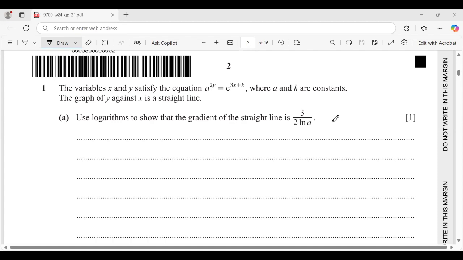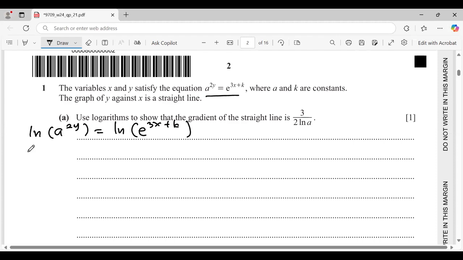We need to take the natural logarithm of both sides, the left-hand side and the right-hand side. So this equation becomes ln a to the power 2y equals ln e to the power 3x plus k. Based on the logarithm rule, we can write 2y ln a equals (3x plus k) ln e. Ln e equals 1, so this equation becomes 2y ln a equals 3x plus k.